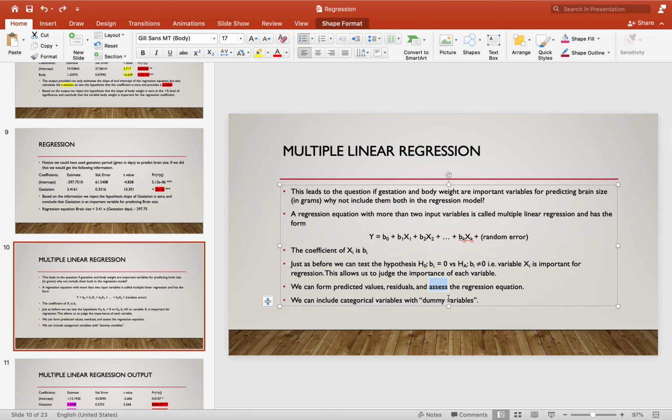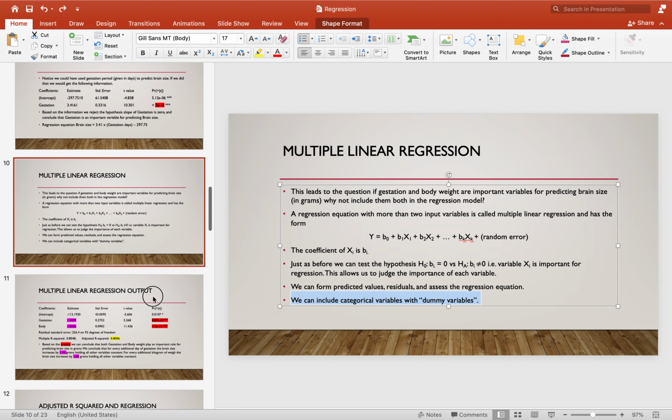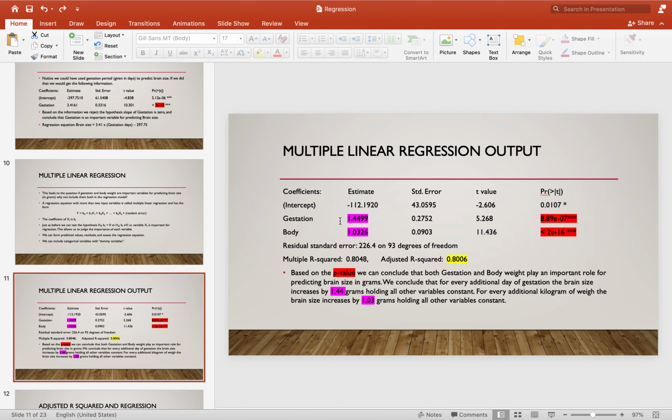Another thing that's very common in multiple linear regression is that we can use what's called a categorical variable, or a dummy variable, if you have a category. A typical category could be like city, state, gender, sex. We'll deal with that as well. But let's continue. Let's deal with two variables, k equals 2, in our multiple linear regression. We're going to use both gestation and body weight to predict brain size.